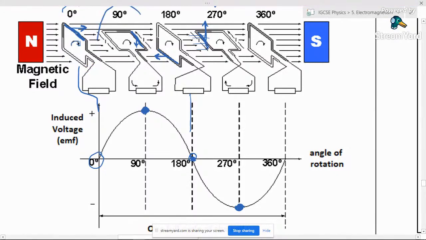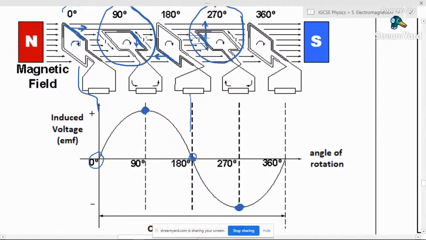Let's consider this spot here at 90 degrees, and then we'll also consider this spot at 270 degrees. So let's think about 90 degrees first. Let's use the right-hand palm rule here. Again, fingers point from north to south, so your fingers should be pointing to the right side of the screen. Your thumb is pointing in the direction that this part of the coil is moving, and this part is moving downward. So if you point your fingers towards the right side of the screen and your thumb downwards, you'll see that the current induced in here is in this direction.